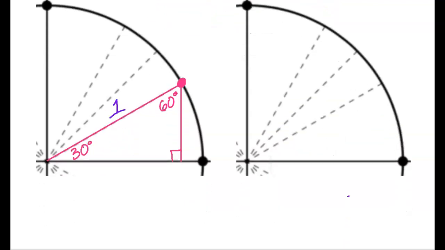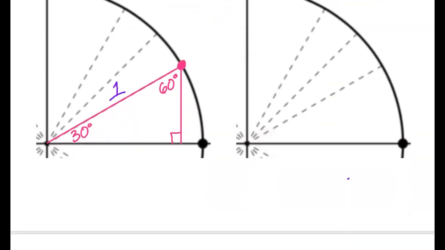Okay. So now, because I have one of the side lengths, I can know all of the side lengths because this is a 30, 60, 90. I can know them all without even using a calculator. But I do need to solve for them.